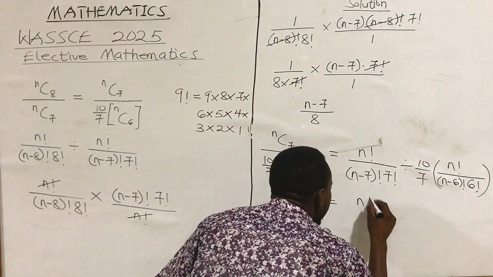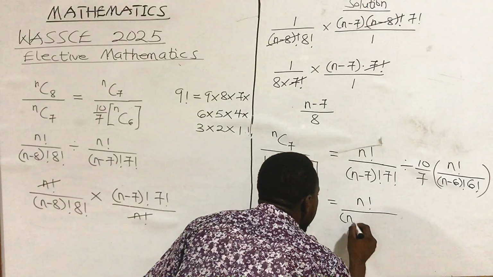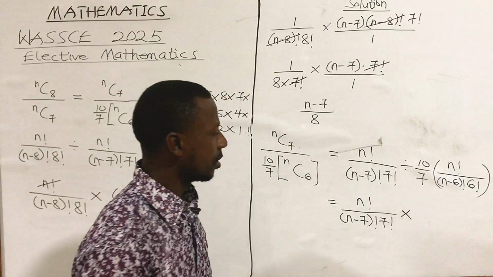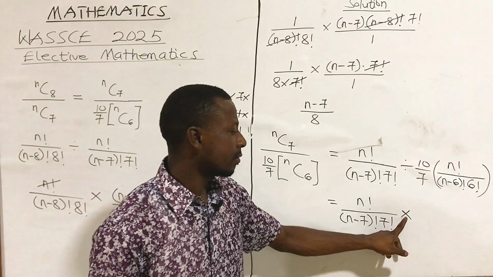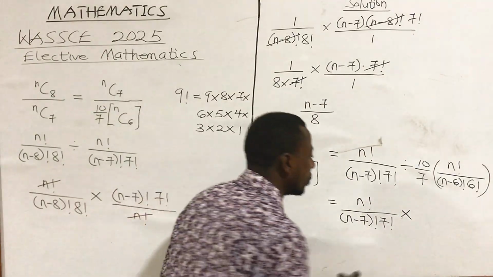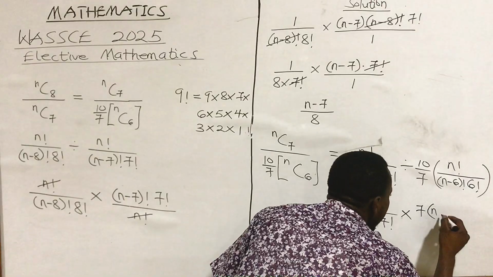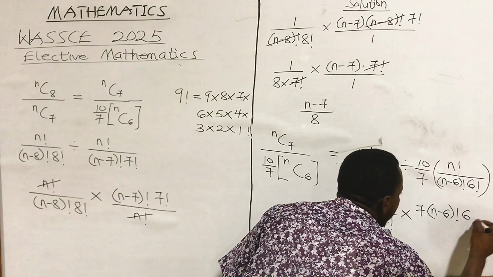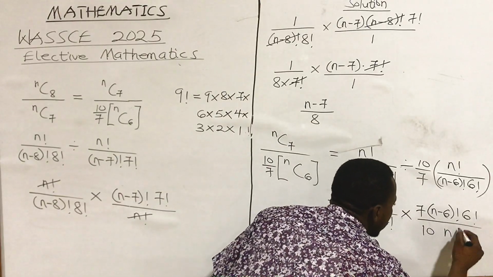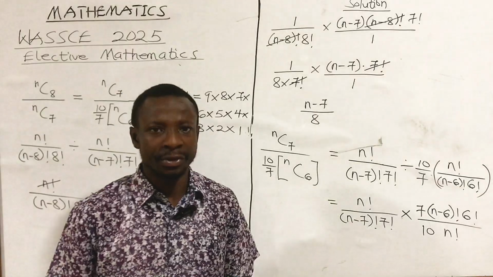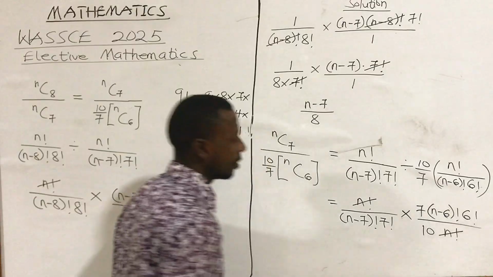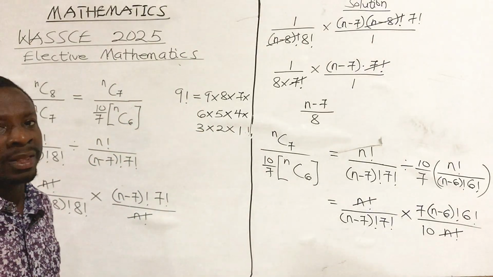So we have n factorial all over (n minus 7) factorial, 7 factorial, times. Now the moment I bring the multiplication, everything beneath will move up. So we are going to get 7 into bracket (n minus 6) factorial, 6 factorial all over 10 multiplying n factorial. So quickly, this can cancel this. So now we are going to move on with the simplification.